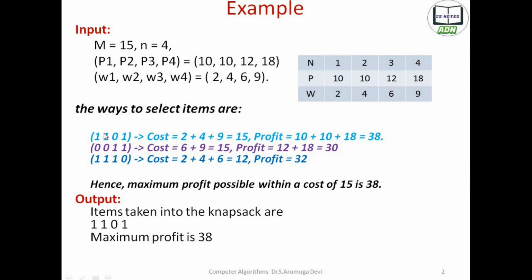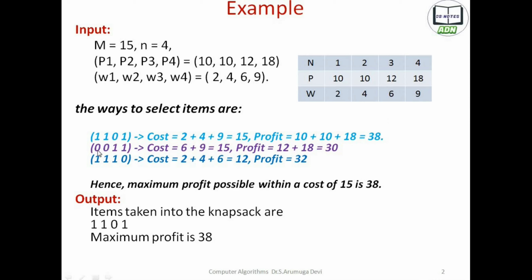Suppose we fill our knapsack using the first item. You take the first item, the second item, you leave the third item, and you take the fourth item. When you leave the third item, how much weight? 2, 4, 9, 15 kg. So the first condition is okay. And how much profit can we earn? 10 plus 10, 18, so 38 is the profit by filling the 15 kg.